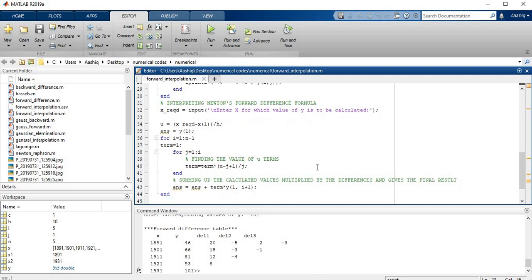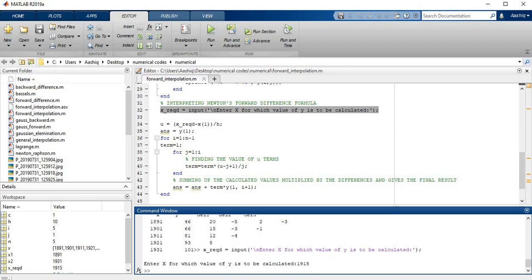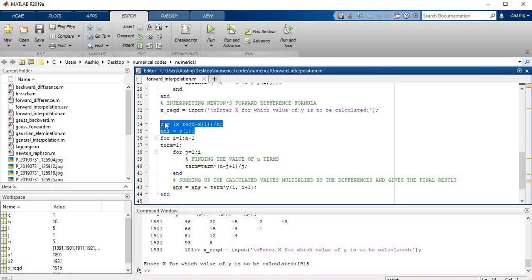For the forward interpolation formula, I first need to take the input of the point at which you require the population. So I've just taken the input here. For this problem, I would like to know what the population was in 1915. Here, I defined the u term as u equals x minus a divided by h. I've taken the input of f of a, which is the first value of y, and stored it in a variable n. Okay, I run this.